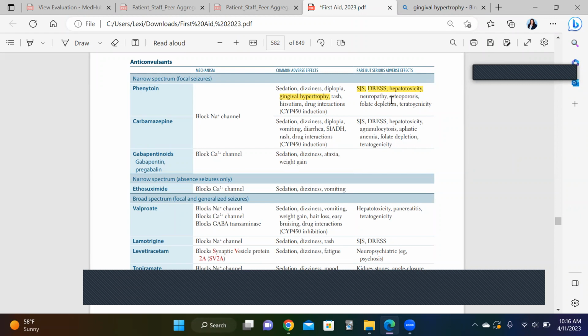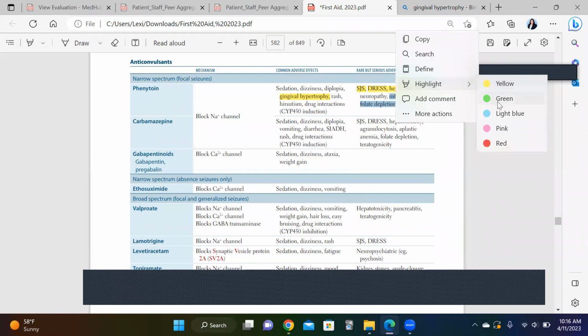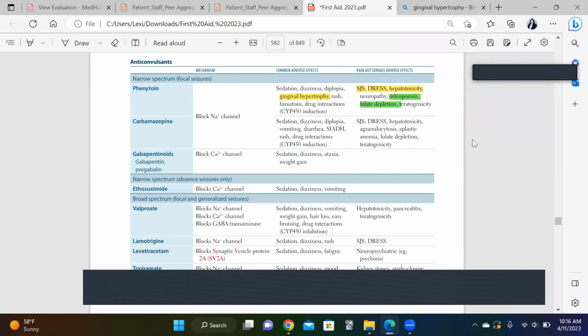Osteoporosis and folate depletion. This is something they will ask. Do you know people who are on phenytoin, are they usually on it for a short time or a long time? Well, it's narrow spectrum, so would it be long? Does that have anything to do with it being narrow? So think about seizure medicine. Is seizure medicine usually a chronic condition or an acute condition? Chronic.